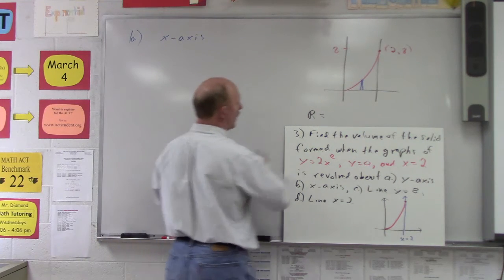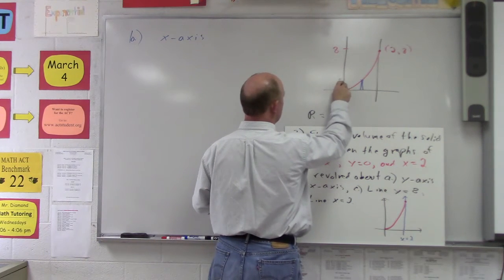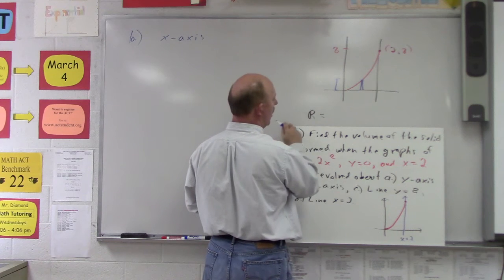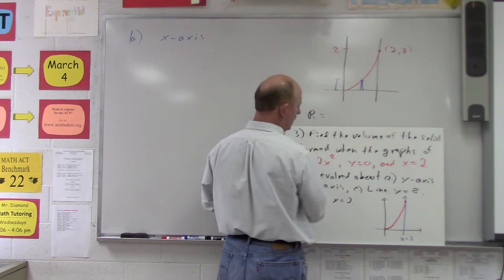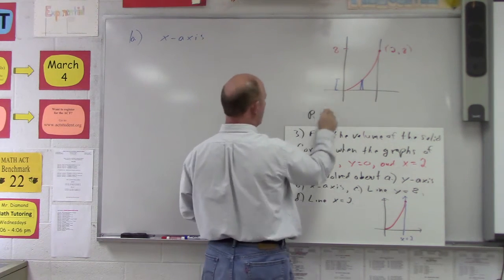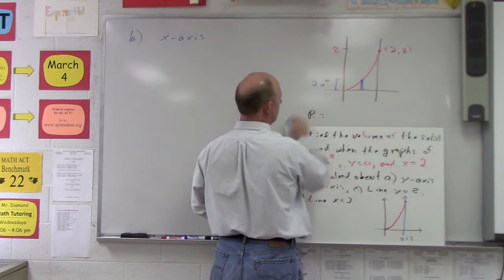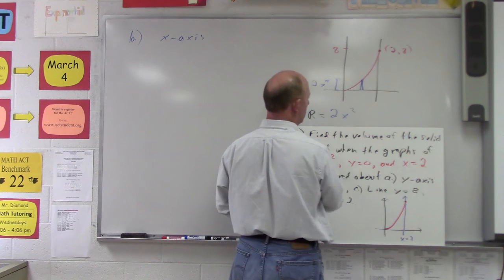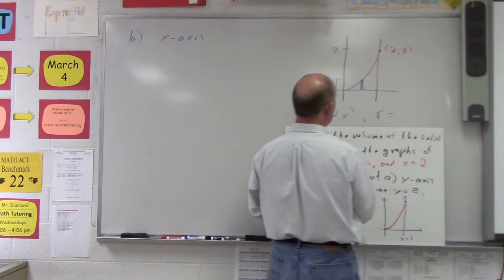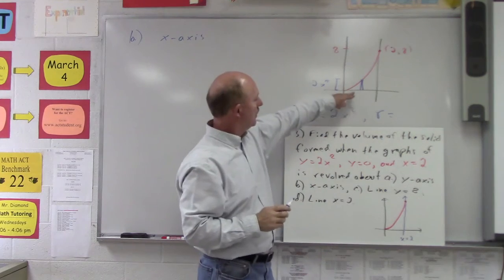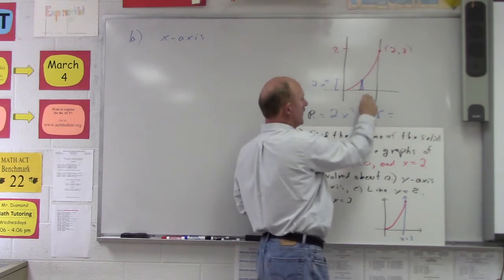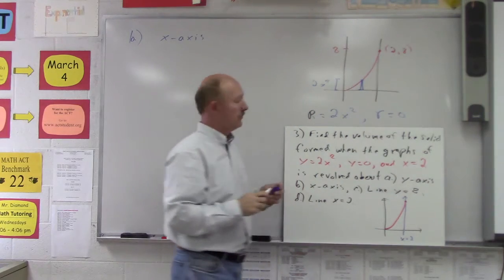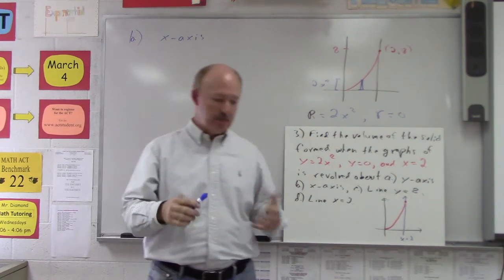See how big R would be this distance right here, this height. That's going to be big R, which would be your function, 2x squared. Now little r would be the distance from the x-axis to the bottom of that rectangle, which is 0. So little r is 0, and we just have the big R here.